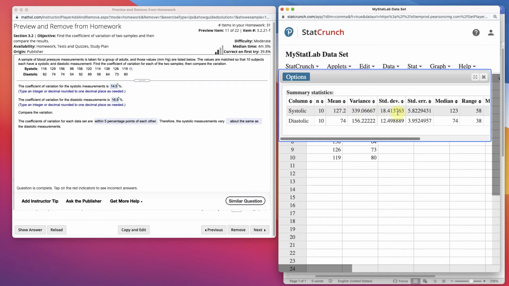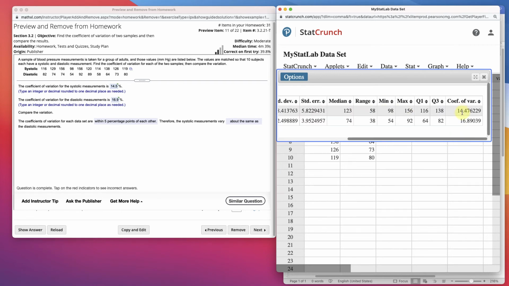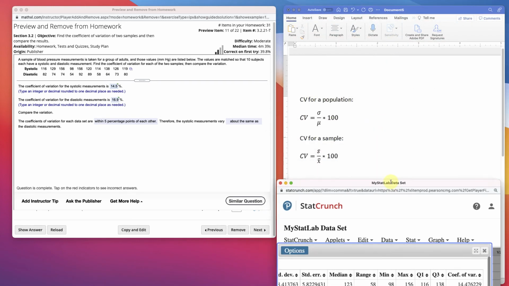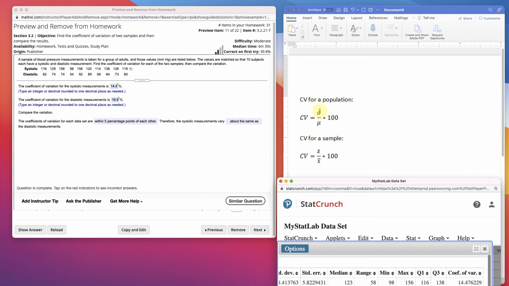My systolic coefficient of variation is 14.47, rounded to the nearest tenth, so 14.5. My diastolic is 16.89, or 16.9%. So these are percentages, right? Because it's a ratio of the standard deviation to the mean. And in this example, we're doing sample.